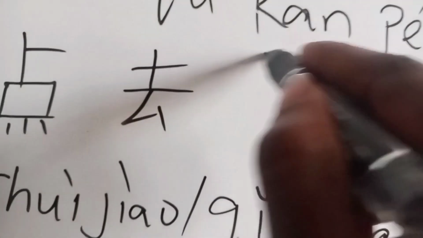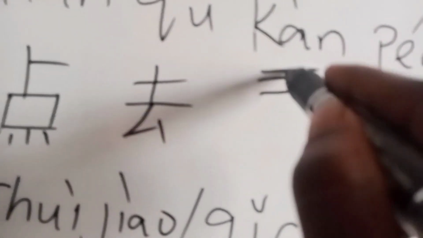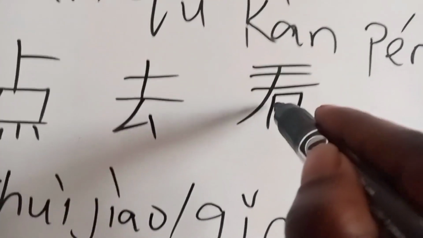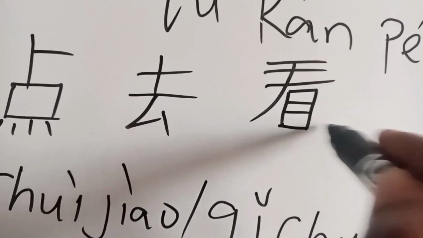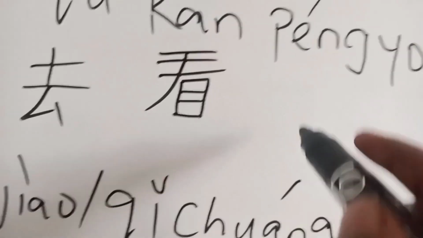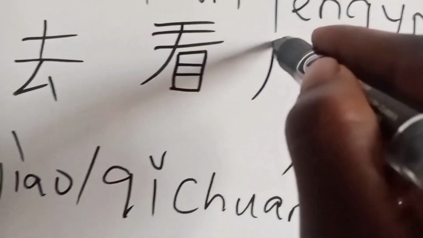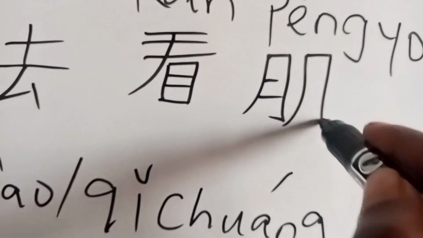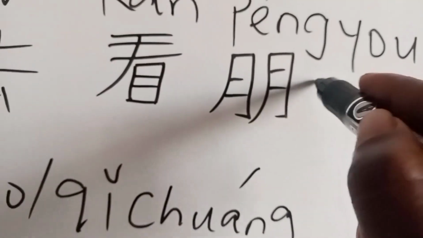Kan is to go see. Kan is to see. Kan shu is to read book. Kan pongyo is to see a friend. Pongyo.